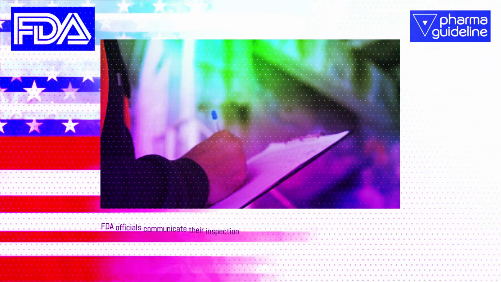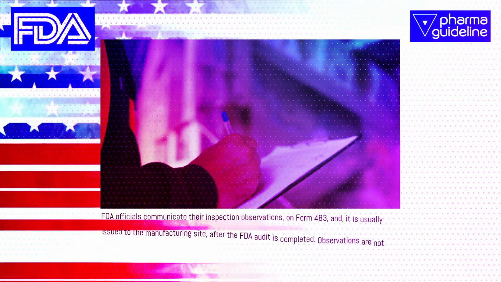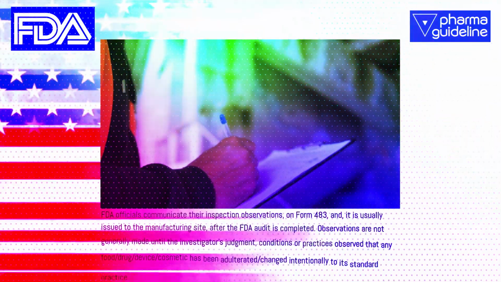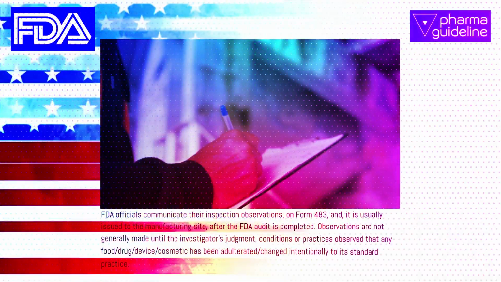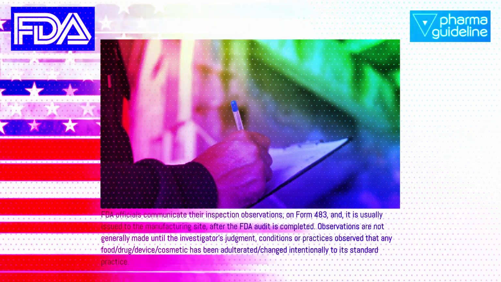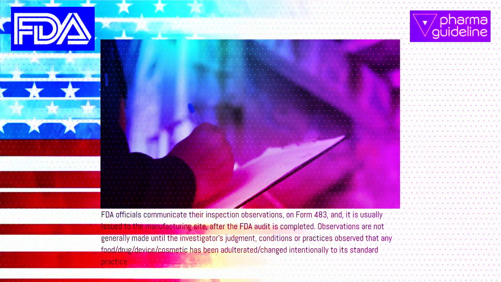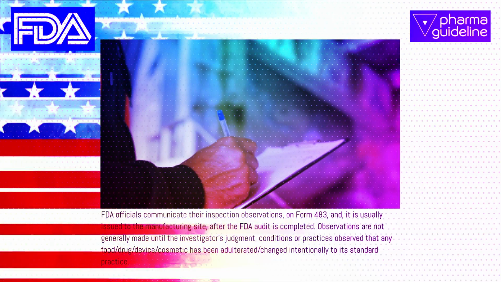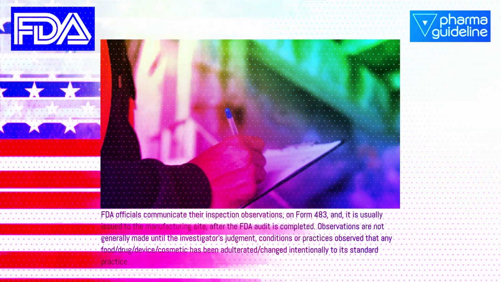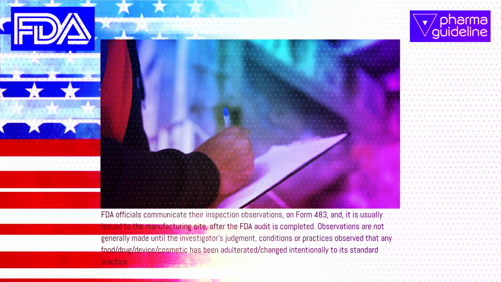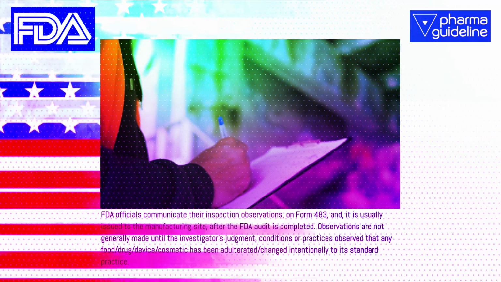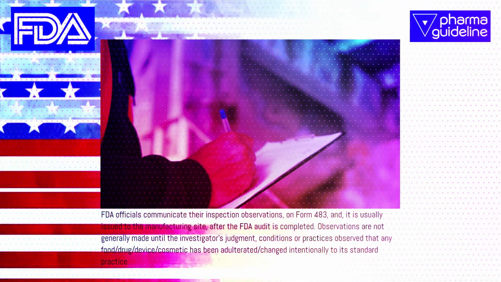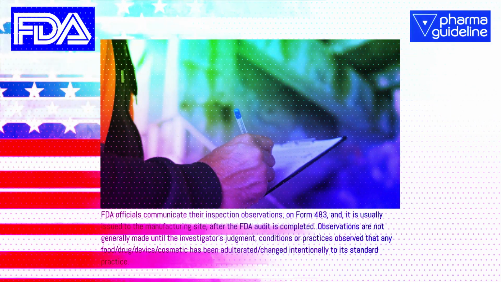the matter. FDA officials communicate their inspection observations on Form 483, and it is usually issued to the manufacturing site after the FDA audit is completed. Observations are not generally made until the investigator's judgment, conditions or practices observe that any food, drug, device, or cosmetic has been adulterated, or changed intentionally to its standard practice.